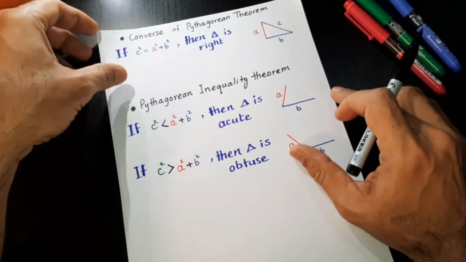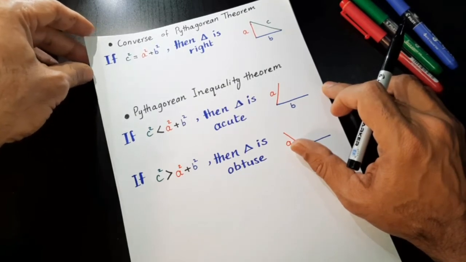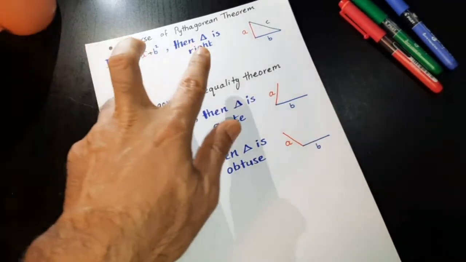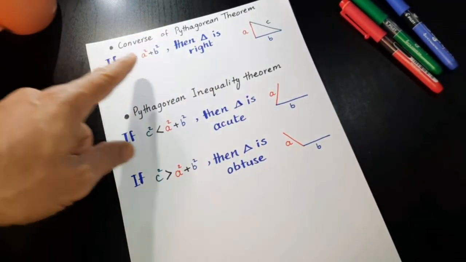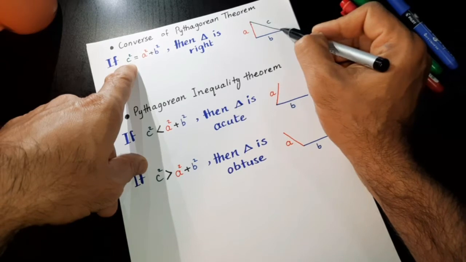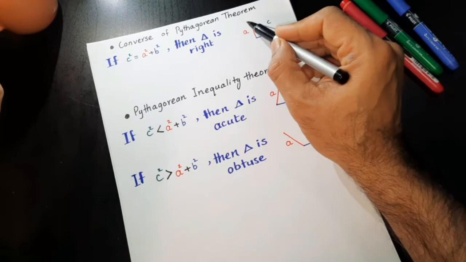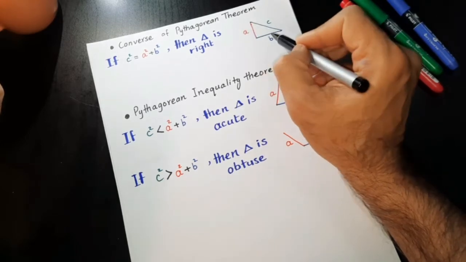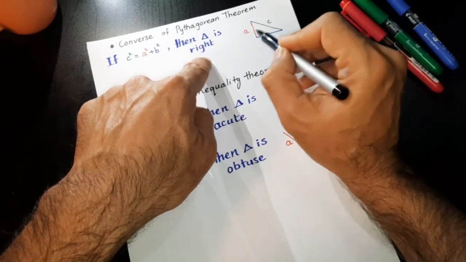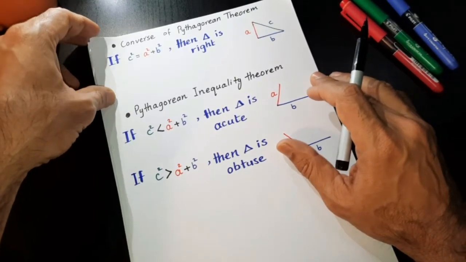Hi, this is part 2 of lesson 8.2, Converse of Pythagorean theorem and Pythagorean inequality theorem. Converse of Pythagorean theorem, we just swap the statements. If the square of the length of the longest side, which is the C or the hypotenuse side, is equal to the sum of the squares of the length of the two legs, then the triangle is right. Okay, so we use this to determine whether the given sides are going to form a right angle triangle or not.